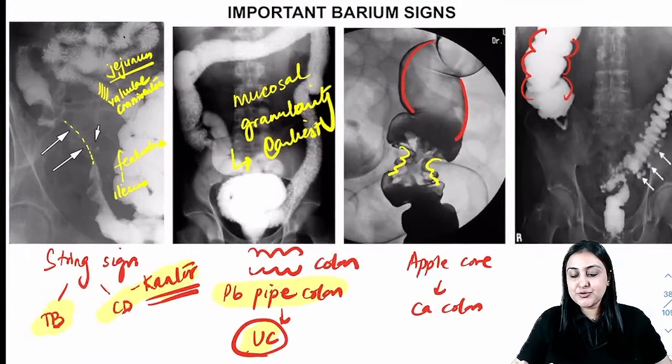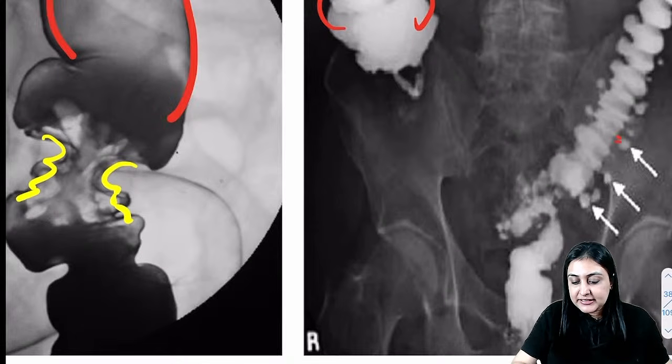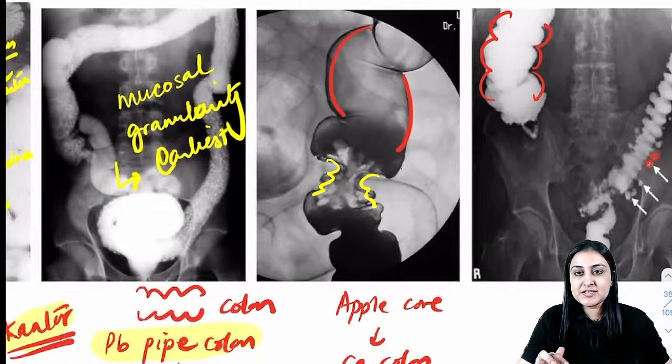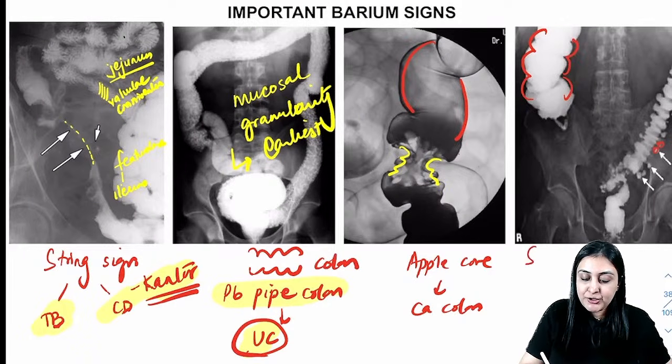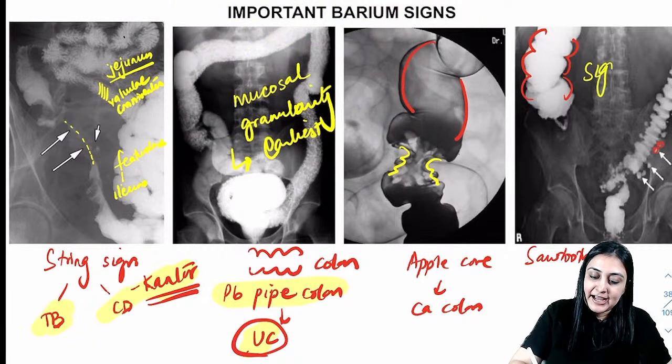And finally, what do you see here? Sorry. Within the sigmoid colon, can you see how there are these outpouchings? Just a second. Yes, within the sigmoid colon, can you see these outpouchings? So these are your false diverticulae. So this is sigmoid diverticulosis, which is associated with the sawtooth sign. So we name it the sawtooth sign, which is associated with sigmoid diverticulosis.